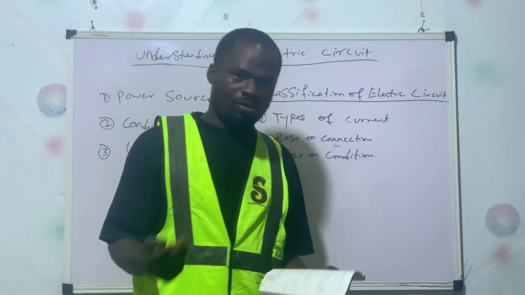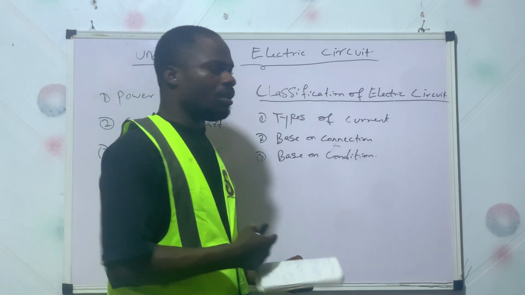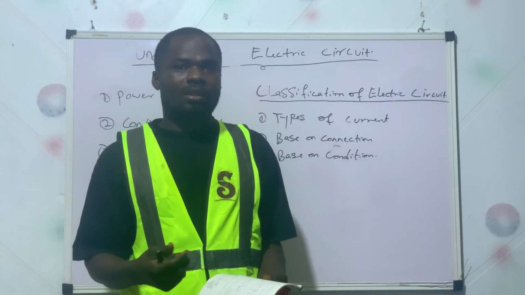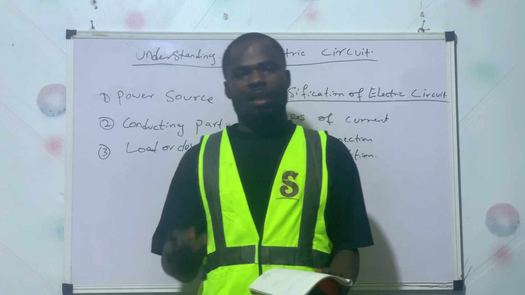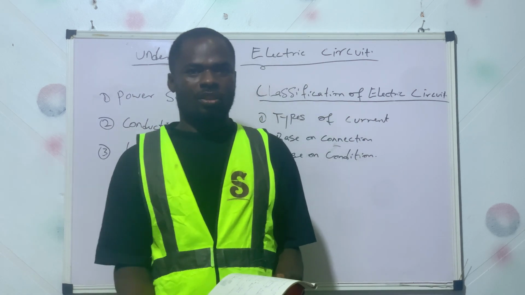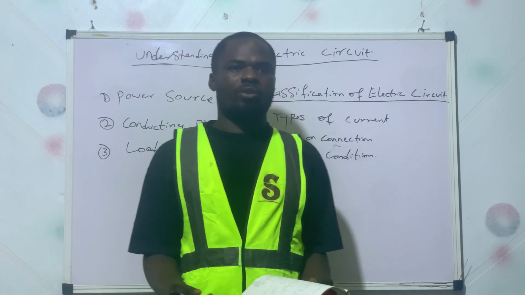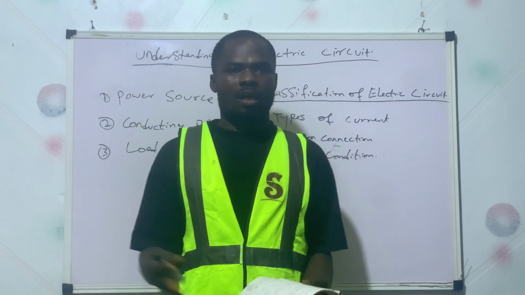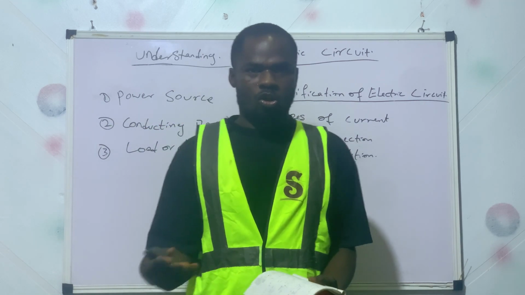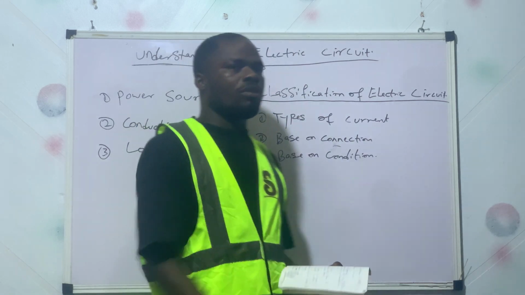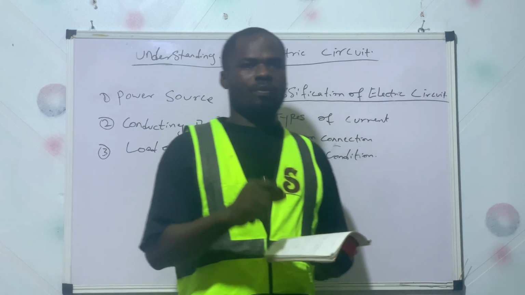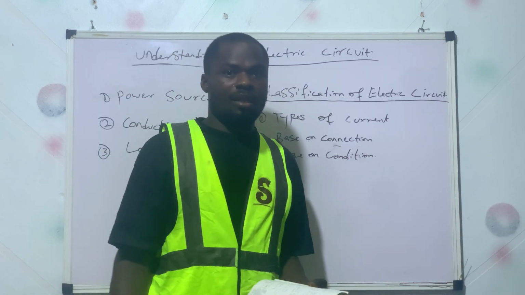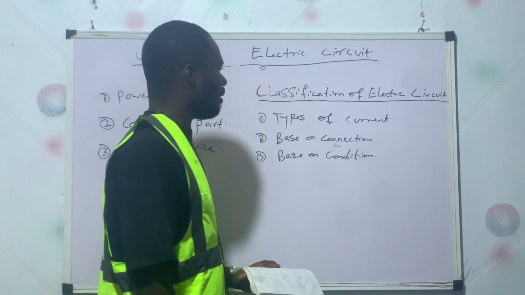Then what is electricity? Before you talk about electric circuit, you need to also understand what electricity is. Electricity can simply be defined as the movement of charges called electron through a conductor, which can be either a wire or any other form of conductor. But in electrical installation, we make use of wires or cables as the major conductive material.